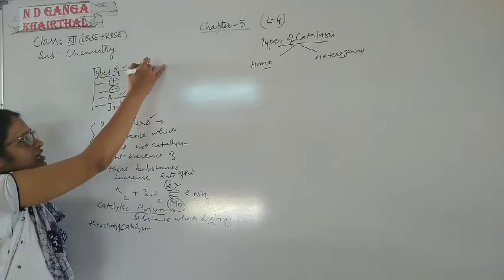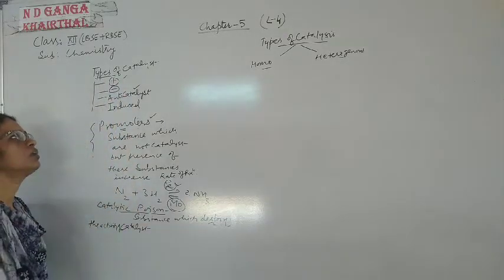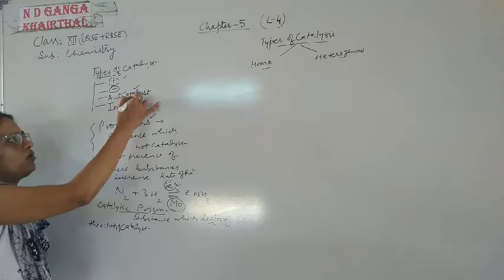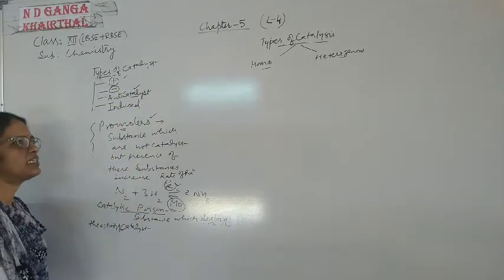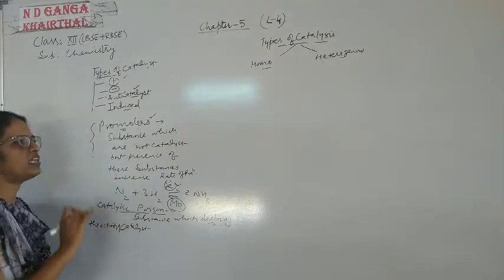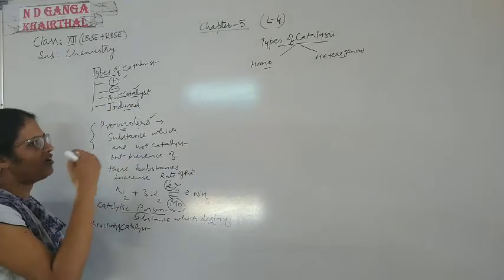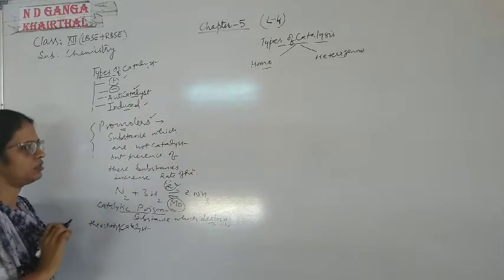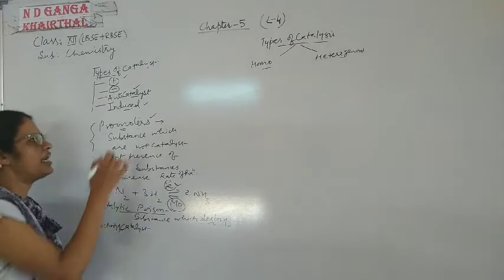In types of catalyst, we have discussed about the positive catalyst which increases the rate of reaction, negative catalyst which decreases the rate of reaction, autocatalyst in which the product itself acts as a catalyst, and induced catalyst in which two reactions are going on and one reaction enhances the rate of reaction of another reaction. Then there are other terms like promoters.